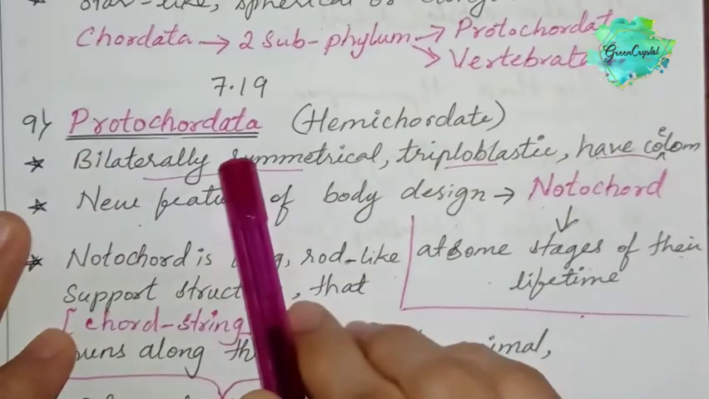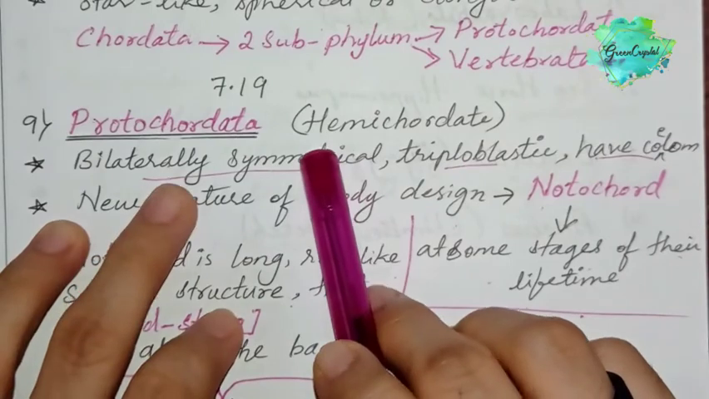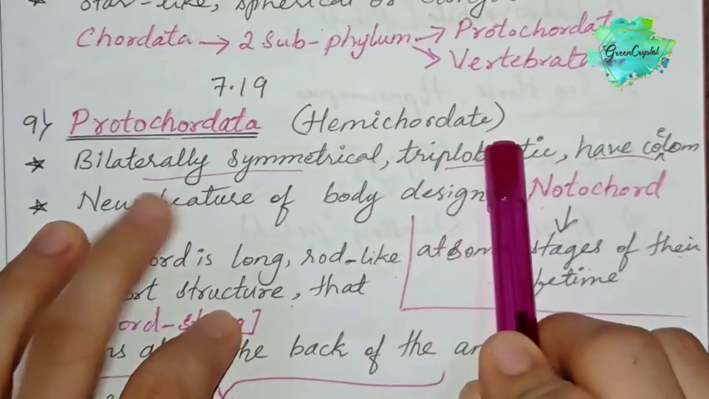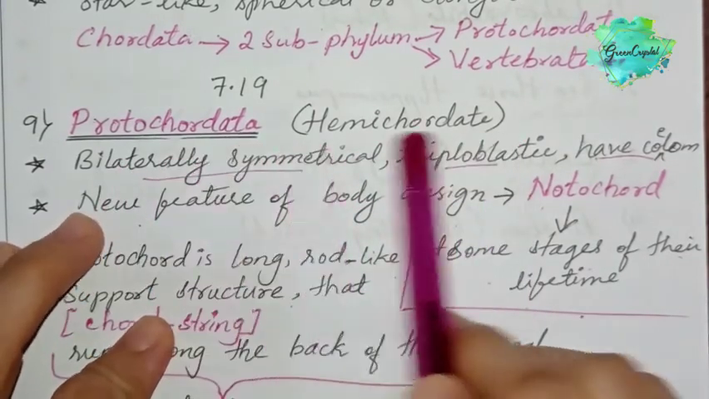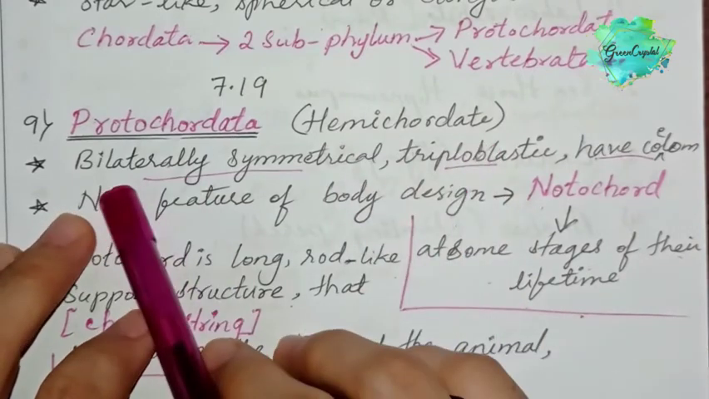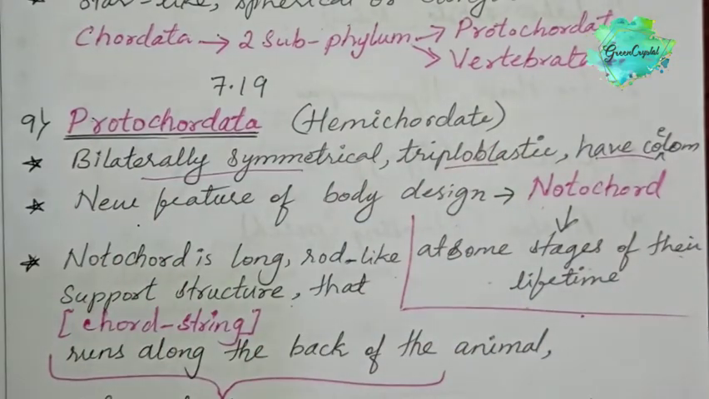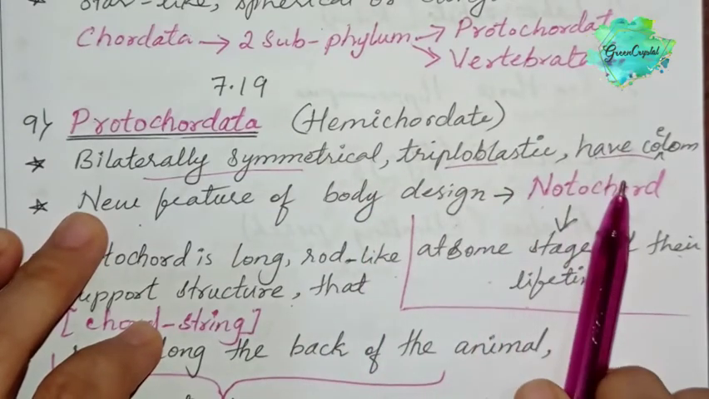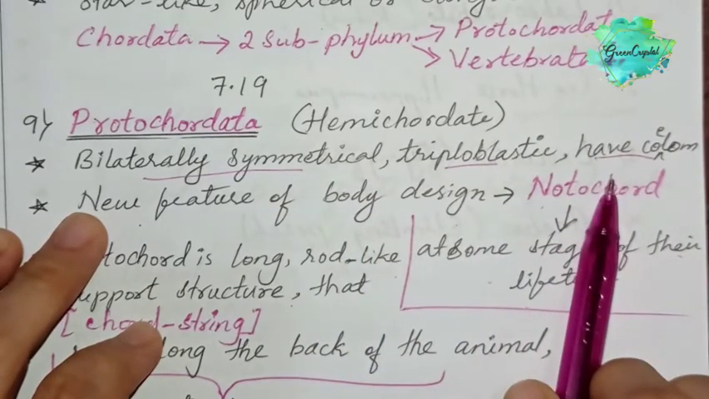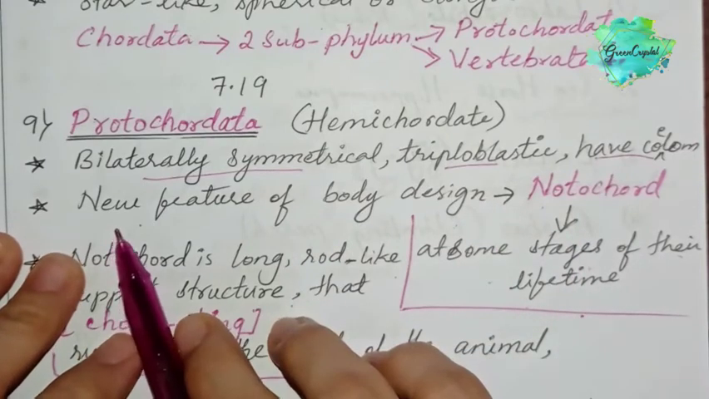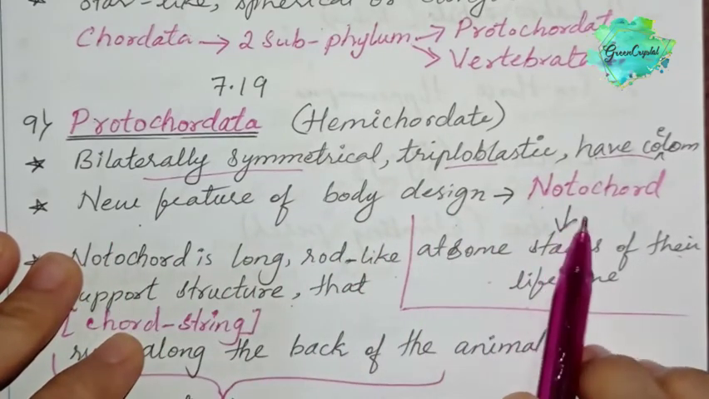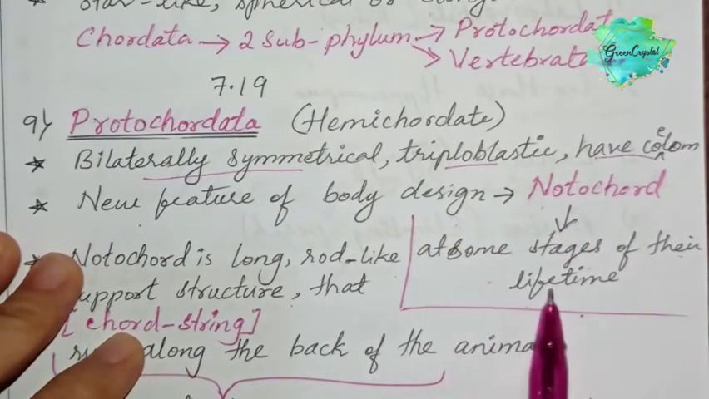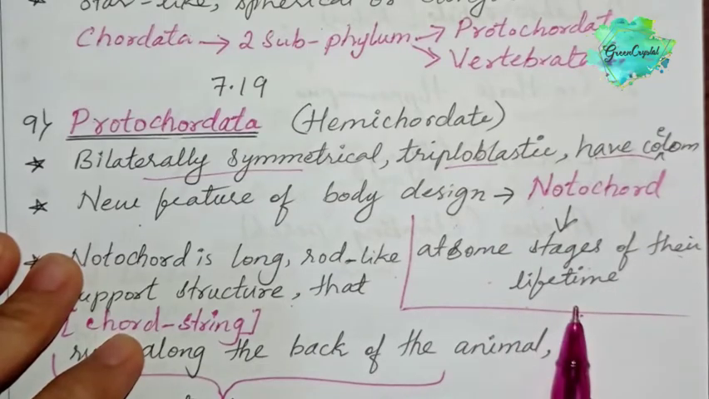Protochordata is also called Hemichordata. Here the animals are bilaterally symmetrical, triploblastic, and have a coelom, or cavity. The new feature of the body design to be remembered is that they have a notochord at some stages of their lifetime.